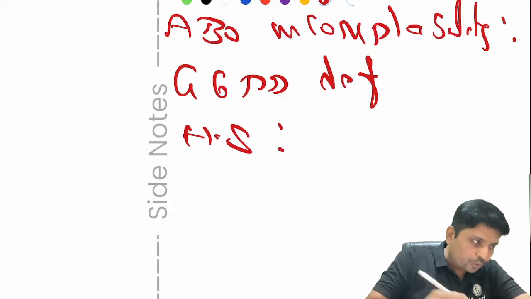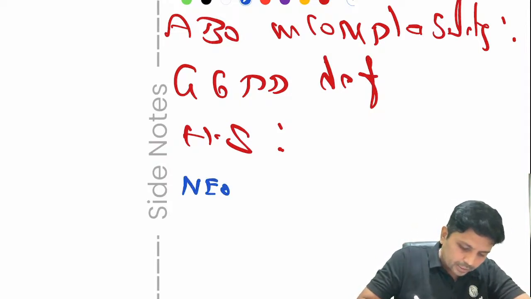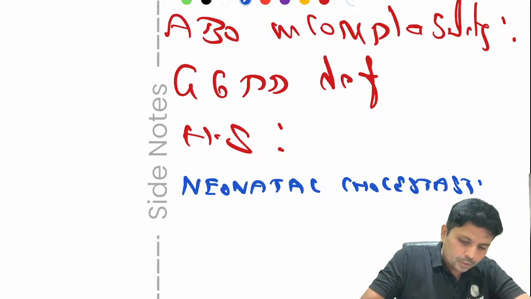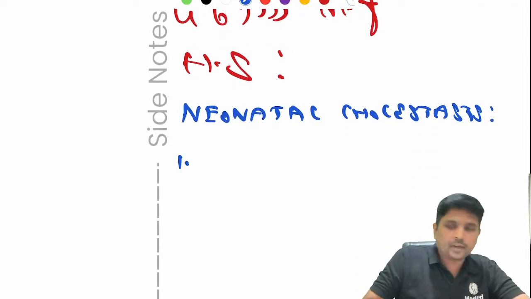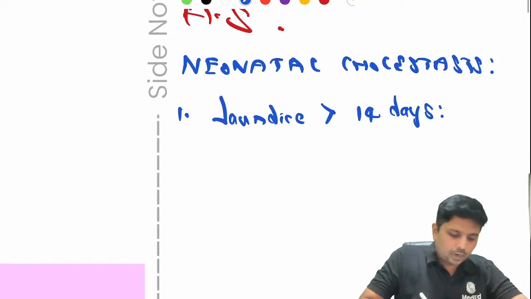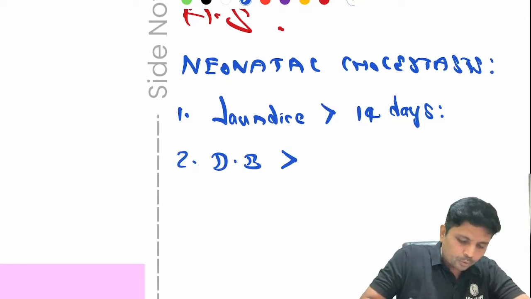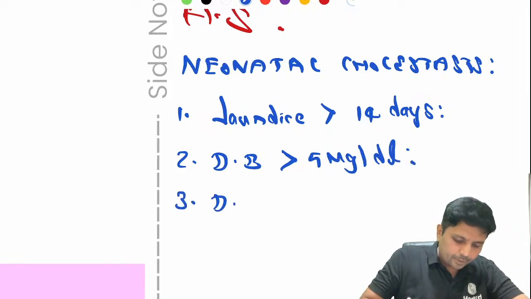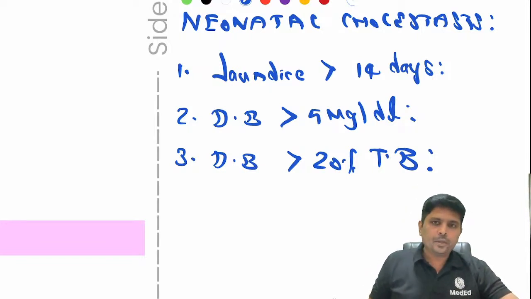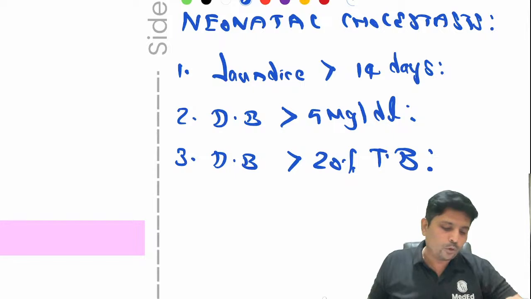Now let's come to neonatal cholestasis. What is meant by neonatal cholestasis? Point number 1: jaundice that crosses more than 14 days and direct bilirubin more than 5 milligram per deciliter, or direct bilirubin more than 20% of total bilirubin. So this is the proper definition for neonatal cholestasis.